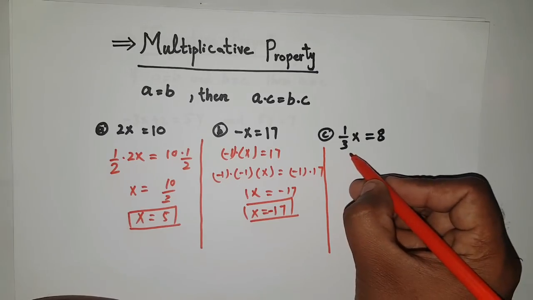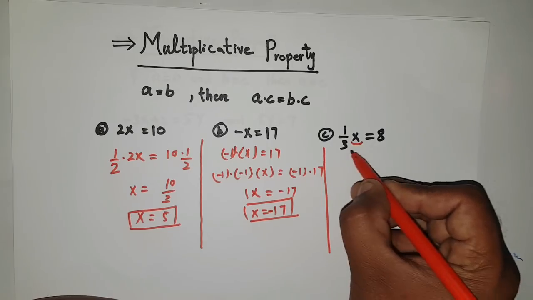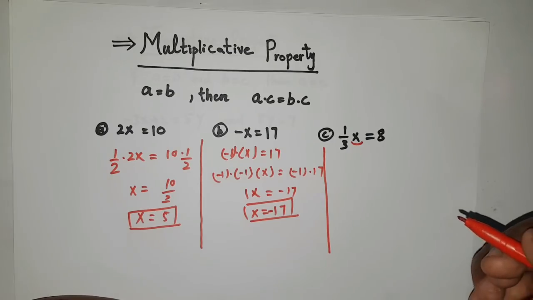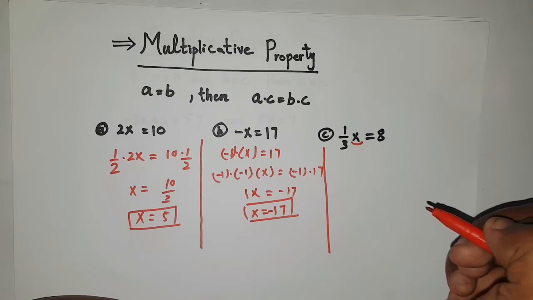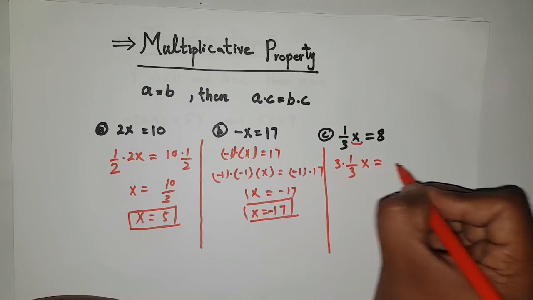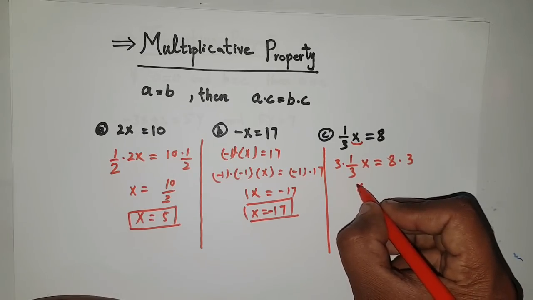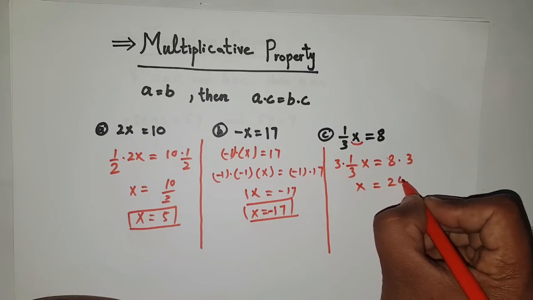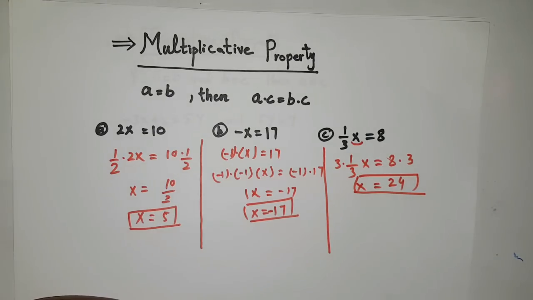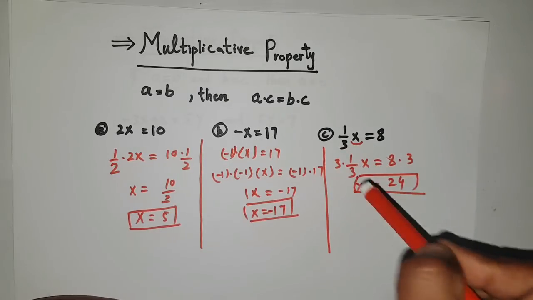The next one is 1 by 3 x is equal to 8. Here we want to solve for x, so we have to remove 1 by 3 from the left side, and we can only do this by multiplying both sides by the reciprocal of 1 by 3, which is 3. 3 multiplied by 1 by 3 x is equal to 8 multiplied by 3. So x is equal to 24, and this is our solution. So here we can see that by using the multiplicative property, we have solved these three equations very easily.